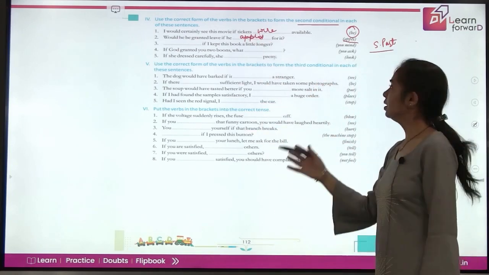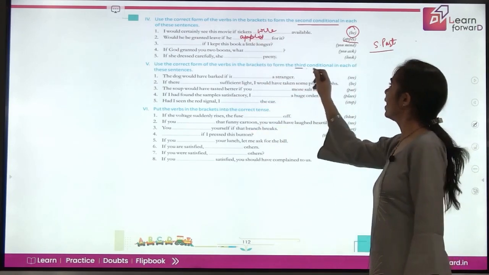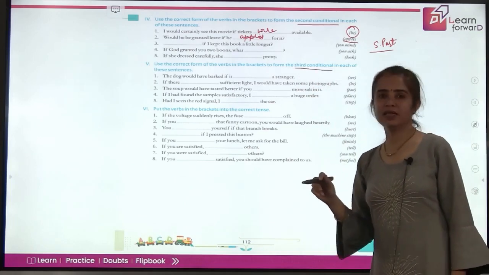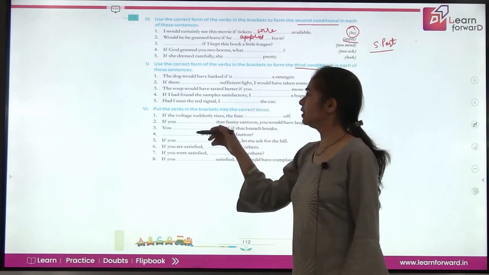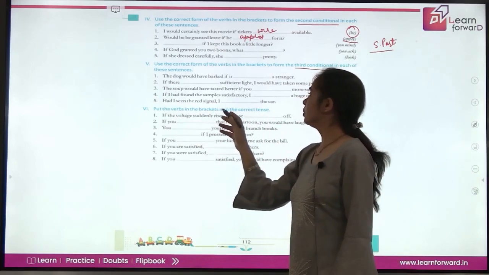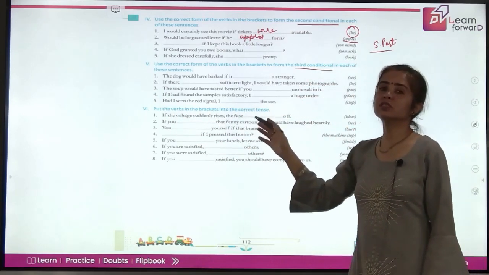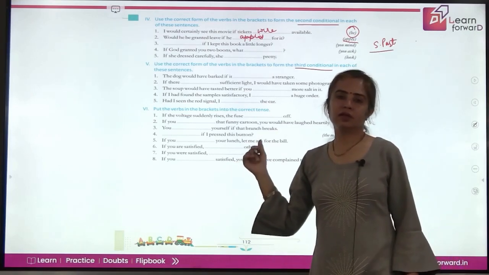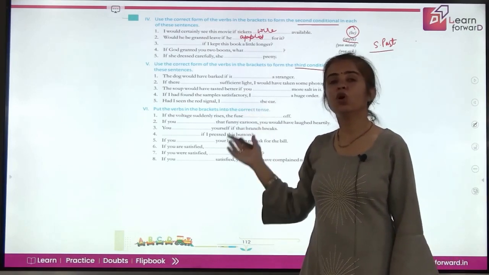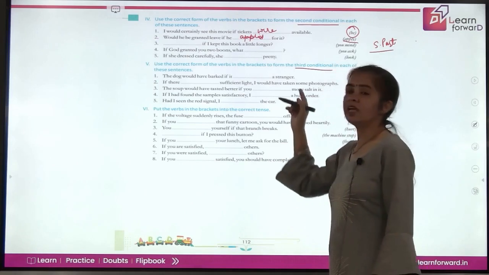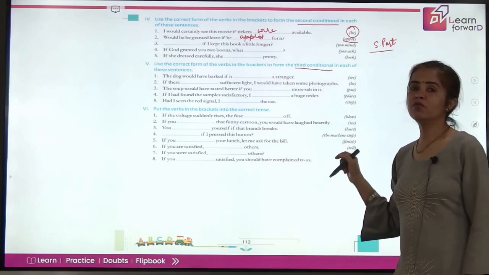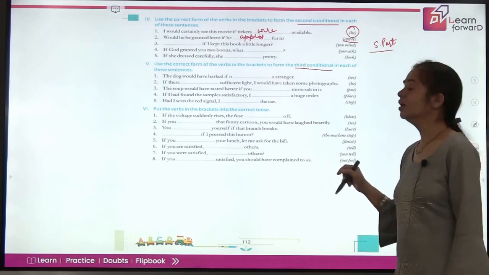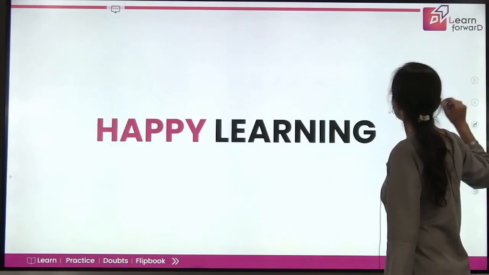Right? Similarly, you will be looking at the third conditional, the sentence structure, the verb formation in the two clauses, and you'll be completing these exercises. Put the verbs in the brackets into the correct sentence. So this is a mixed exercise on all the conditionals. So just take care of the verb structure, the sentence structure, and the verb form to be used in both the conditionals to complete these exercises.